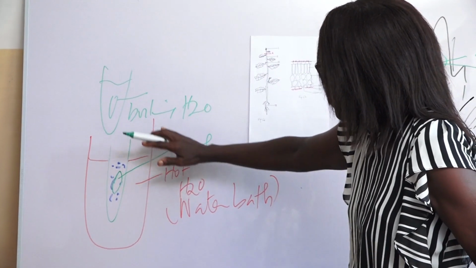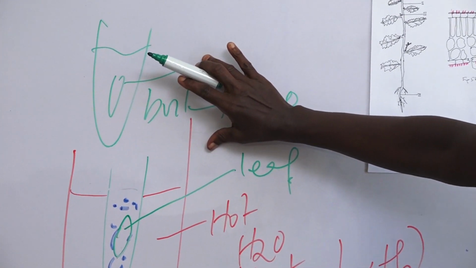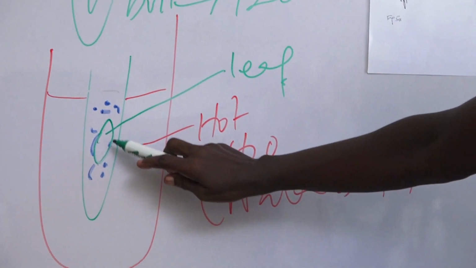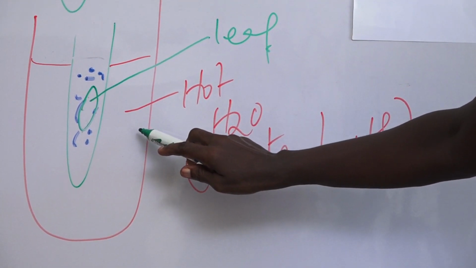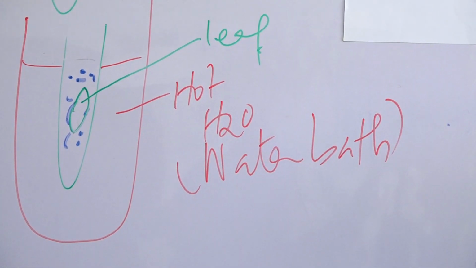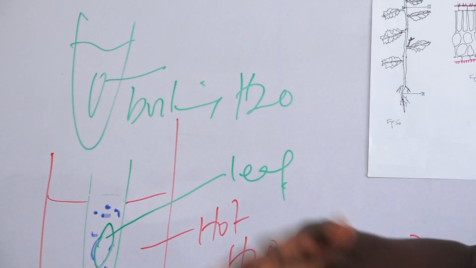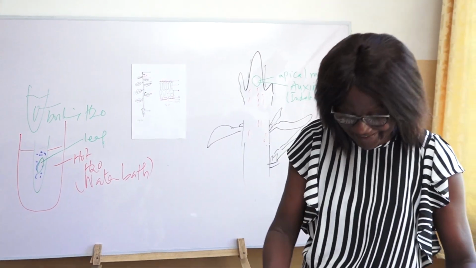So you boil the leaf to stop all chemical reactions. You put the leaf in alcohol that is maintained in a hot water bath. The alcohol should not be put directly under fire, it will catch fire. And the leaf will be decolorized. Chlorophyll will be removed from the leaf.